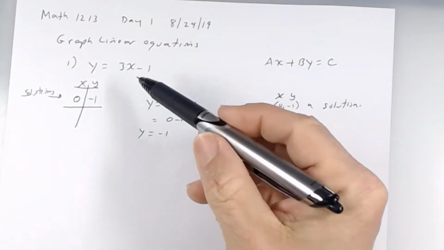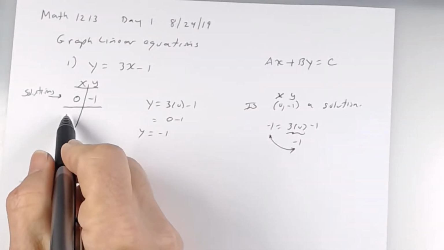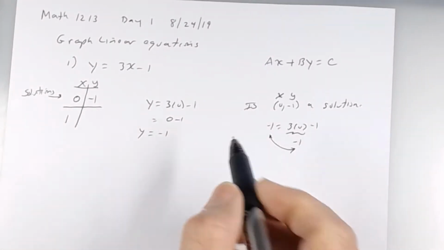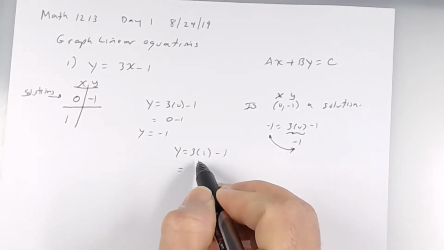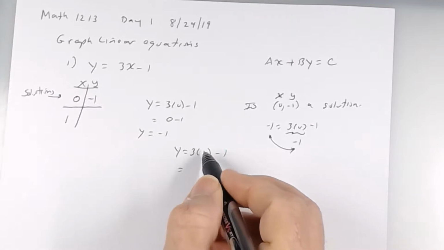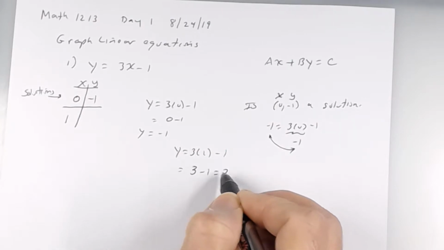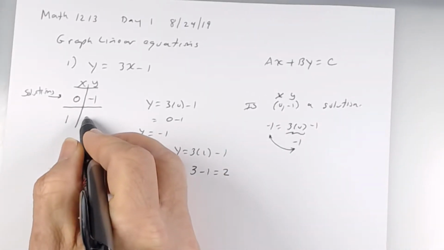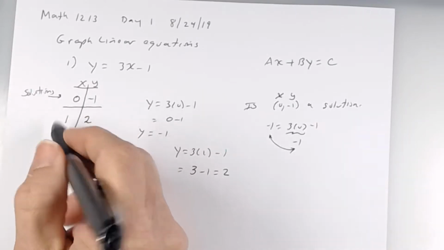All right, now you may remember, to graph a line you need at least how many points? 2. You need at least 2 points, but always use 3 just in case you made an error at one of them. Because remember, all the points have to lie on the same line. So give me another number for x. 1. So if x is 1, I get y equals 3 times 1 minus 1. Remember order of operations, you multiply before you subtract. 3 times 1 is 3. 3 minus 1 is 2. So when x is 1, what's my y value? 2. So I found another point on the line, and that point is also a solution. These are all solutions.